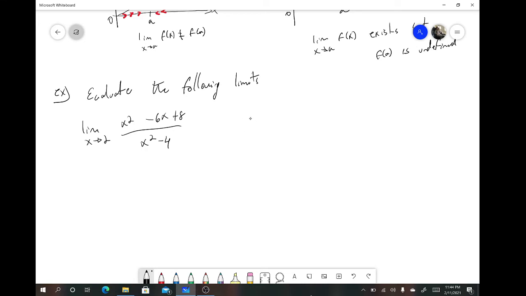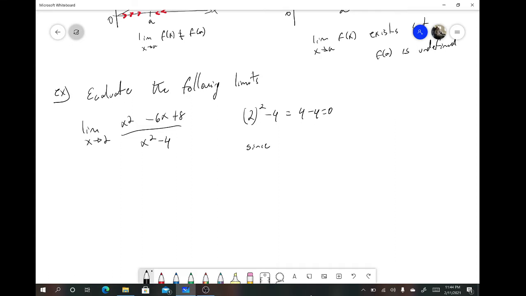But if you notice in the denominator, if we were to plug in 2, we will have 2 squared minus 4, which equals 4 minus 4, which equals 0. And we cannot have 0 in the denominator. So this is not allowed. So we have a problem. So what can we do to mitigate this? Well, one of the techniques that you could do is to factor.